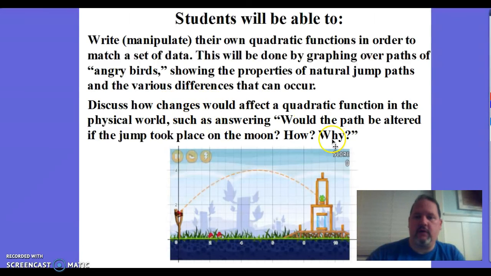Another thing would be to discuss. A student should be able to discuss how changes to a quadratic function would change the shape, would change what they're seeing, and talk about how and why. So, for instance, why would a path be altered if a jump took place on the moon rather than on Earth? How and why? More than just the physics, of course, there would be math to talk about as well: the parts of it, the intercepts, obviously the vertex, and such.